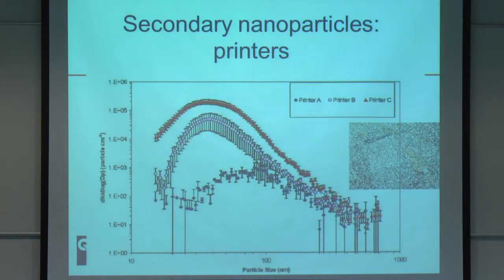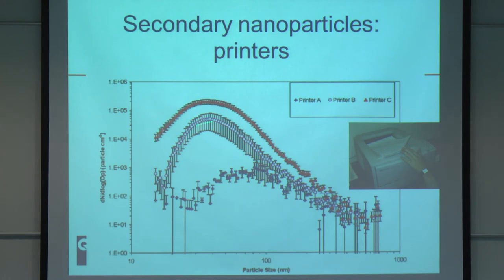These are particles, I would say, generated by printers, but technically they are not generated by printers. These are secondary particles formed in the air from nucleation of the vapors which were emitted during the printing process. This is the size distribution.